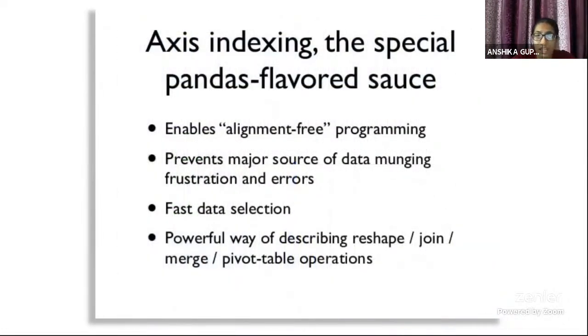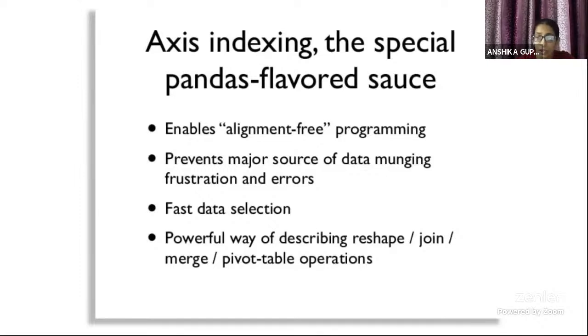Now, what happens when we use an index axis, or what special flavored sauce does pandas add to our project, to our learning? First, it enables free alignment of programming. Second, it prevents a major source of data munging, frustrations, and errors. Third, it has the fastest data selection. Fourth, it is a very powerful way of describing shape, joining, merging, and pivot table operations.